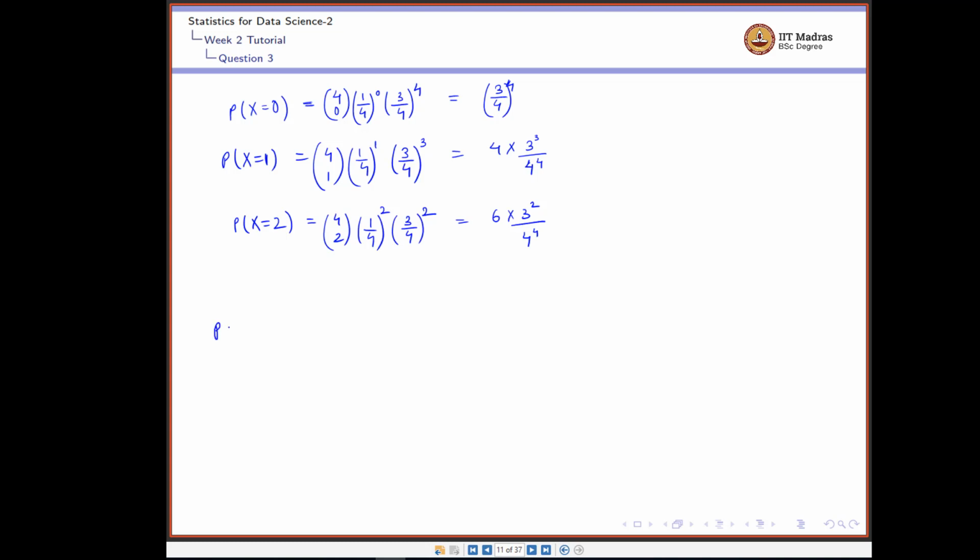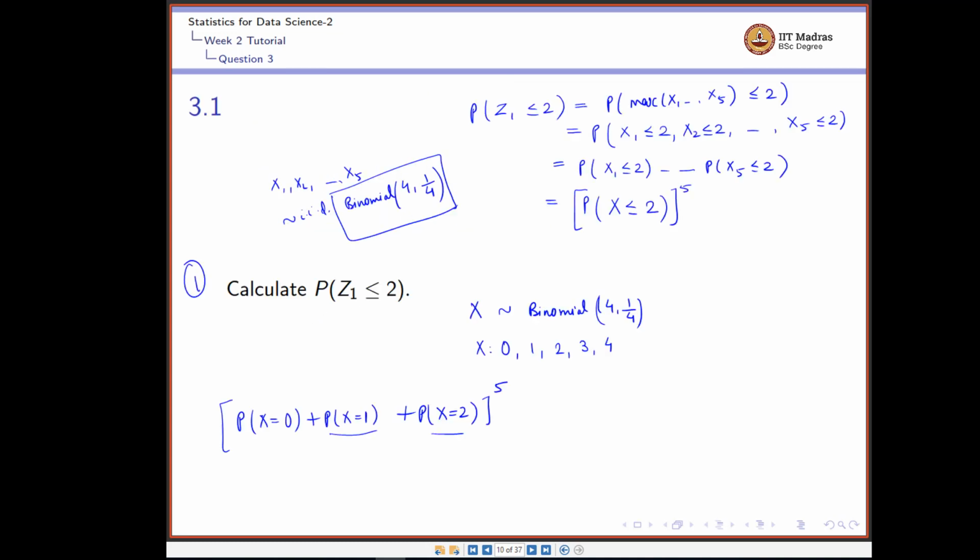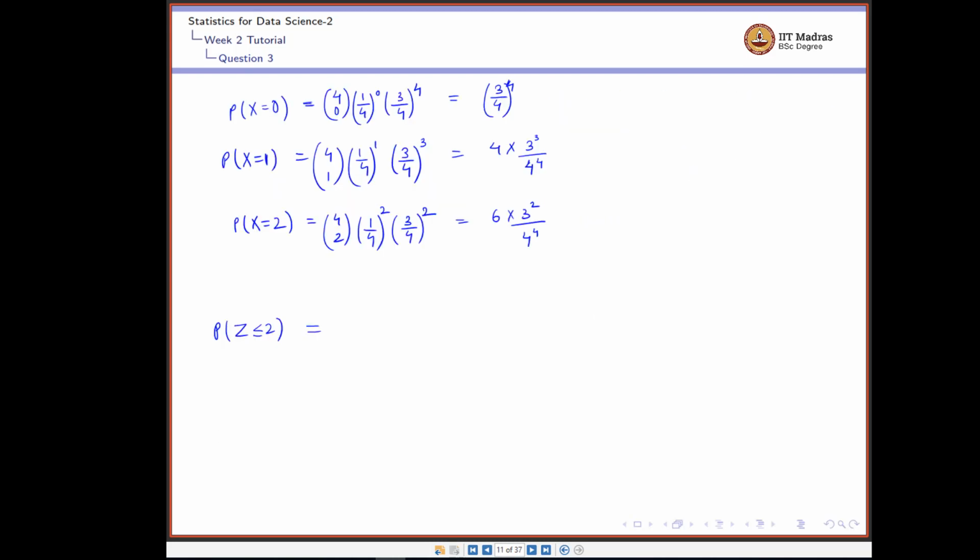Now let's find the probability Z1 less than or equal to 2. As we can see, what we have obtained is the probability X less than or equal to 2, to the power 5. You have to add everything and raise it to the power of 5. So you have 3^4 by 4^4, plus 4 times 3^3 by 4^4, plus 6 times 3^2 by 4^4, all to the power 5.